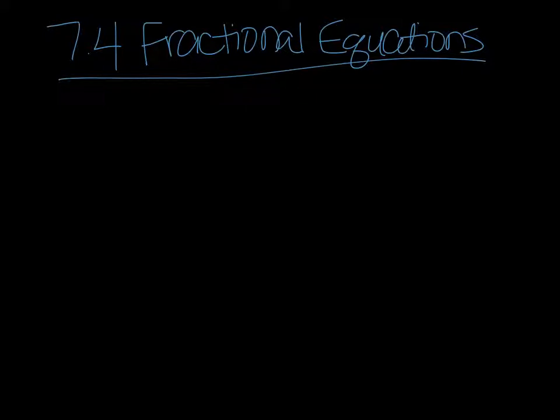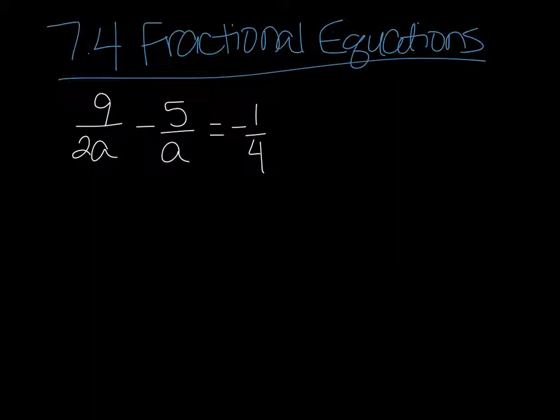We're going to look at some equations, and we're not going to solve them, but we're just going to decide what would the least common denominator be if I wanted to solve this one. Okay, so if we first look at 9 over 2a minus 5 over a equals negative 1/4. Okay, so yesterday it would have just said 2 and then maybe a 3 and then a 4. There wouldn't have been a's, but notice how there's a's down there.